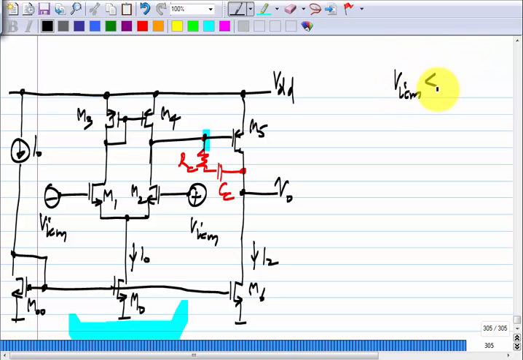So, first the input common mode swing limit. What happens if the input common mode becomes very small, VICM becomes very small? Which transistor will have trouble? M0, okay. This is exactly the same as in the single stage op amp case, right. And what is the limit? What is the lower limit on VICM? What is the lower limit?